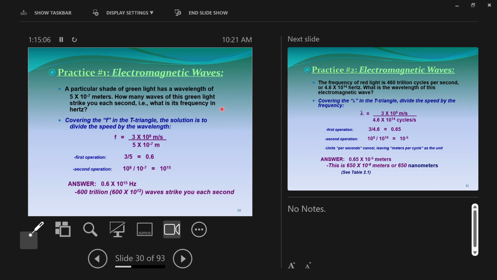That's the trick. Two operations, left side, right side. So to the left of the multiplication sign, do that by itself. To the right of the multiplication sign, do that by itself. And when it's a division problem, subtract the exponents. If it's a multiplication problem, add the exponents together.